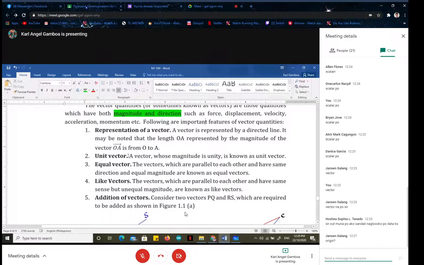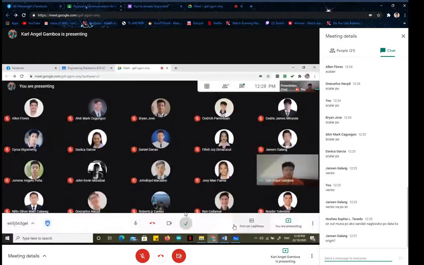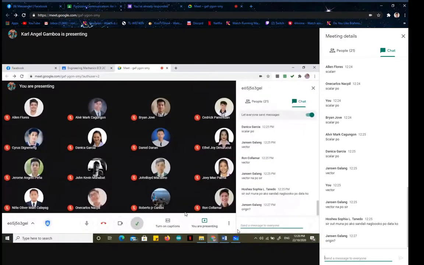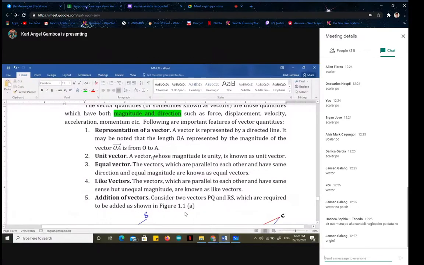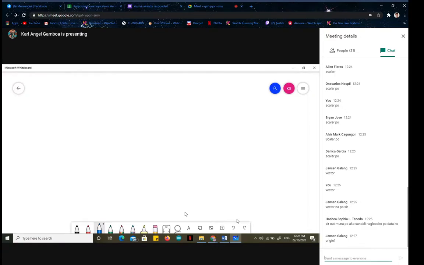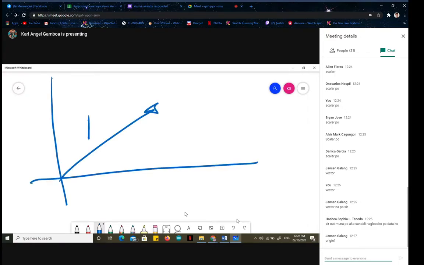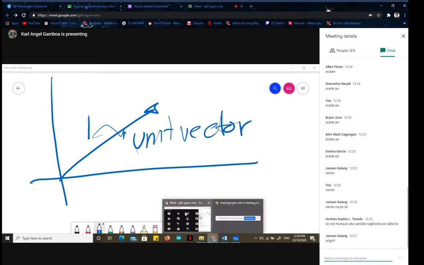Now, unit vector. A vector whose magnitude is unity is known as the unit vector. So it just means, when you say unit vector, guys, its magnitude is 1. That's all. For example, like I drew earlier, if you have a coordinate quadrant and you make a vector there whose value is 1, it is called a unit vector, when its value is just 1.